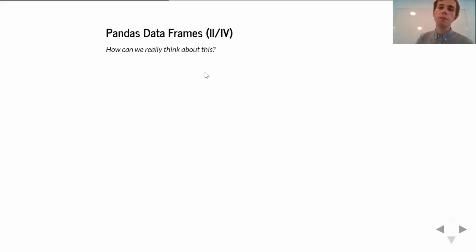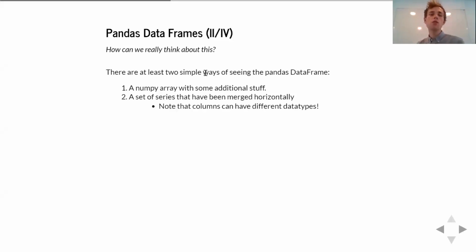Okay, so how can we really think about this? There are these 2 simple ways of seeing the pandas data frame. One is that we can see it as a NumPy array with some additional stuff. Now that we're with data frames, we also have names for our columns, we can name our indices, and we also get access to some pandas data frame specific methods.